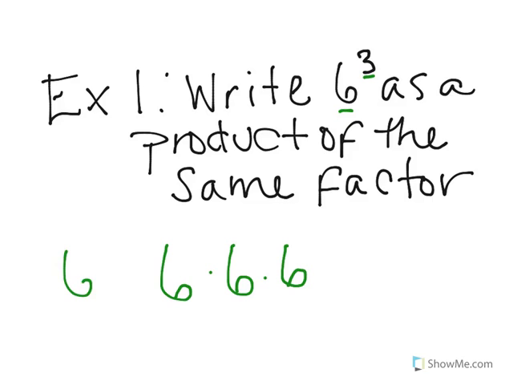So I can say 6 to the 3rd power equals 6 times 6 times 6. Notice in this example it doesn't ask for us to solve this equation, it just asks us to write it as a product of the same factor. So 6 to the 3rd power, or 6 cubed, equals 6 times 6 times 6.